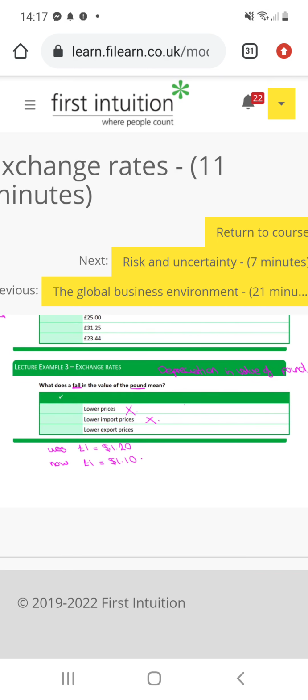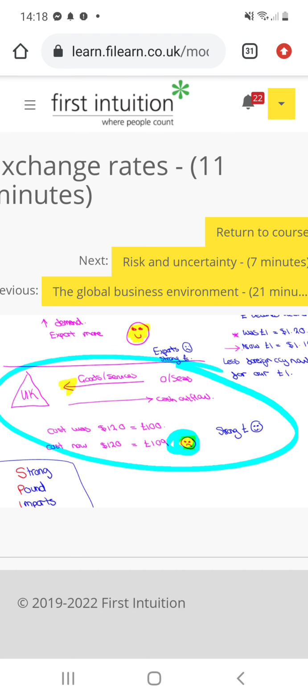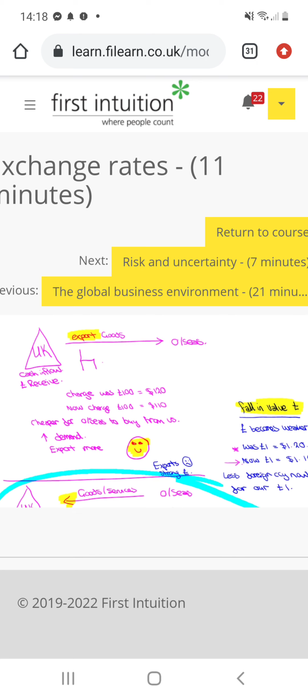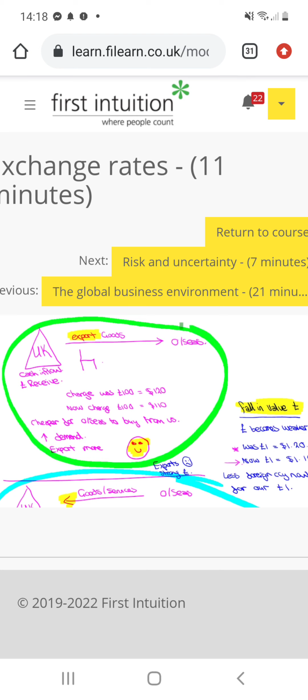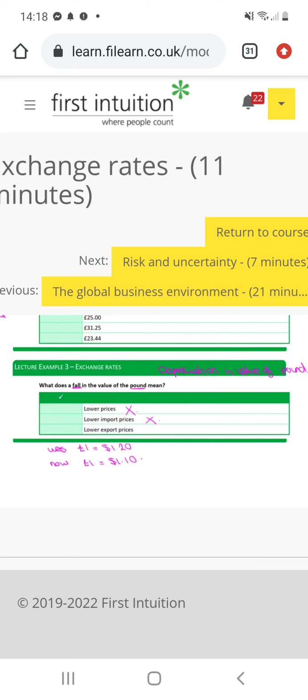The final option here is lower export prices with depreciation of the pound, and we're looking at our diagram at the top here. So highlighted in green, we have a smiley face. We're happy. Exports become cheaper. So the correct answer is number 3.